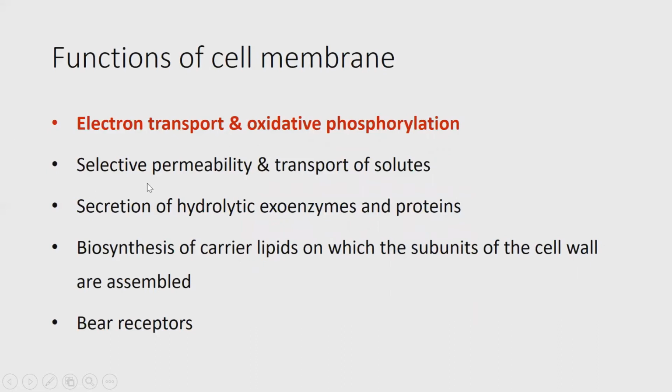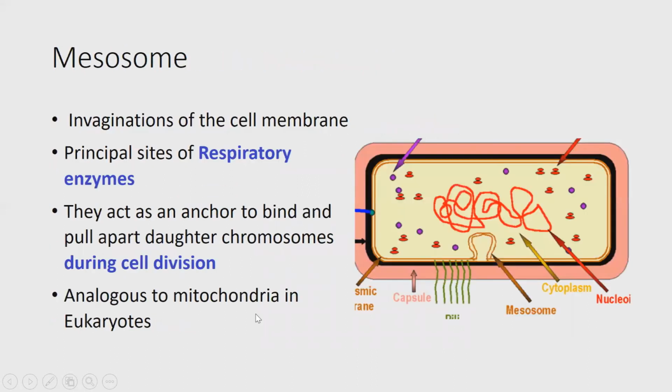Then the rest of them are also important, like secretion of hydrolytic enzymes and proteins, and selective permeability, like they are very selective about who they let in and who they let out. So selective permeability and transport of solutes, biosynthesis of carrier lipids on which the subunits of the cell are assembled, and they also bear receptors. So then, mesosome. Let's move.